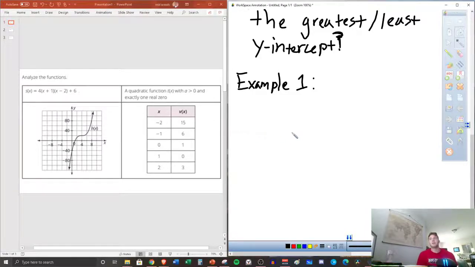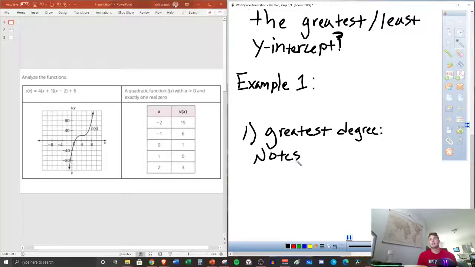Okay, so we're going to answer the questions as we listed them up above, and this is how we're going to do it. You have your drawing of all of these in your notes. Let's start with number 1. So we want greatest power or greatest degree. Okay, notes for that.